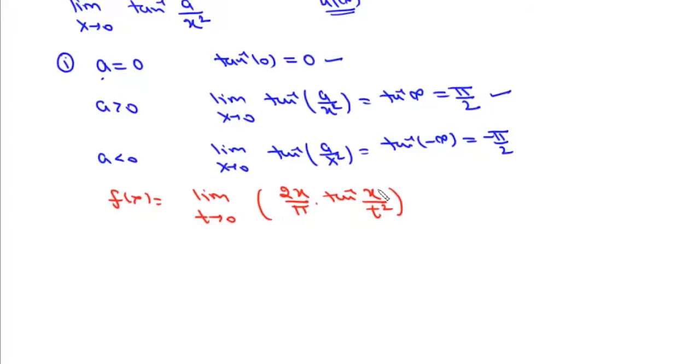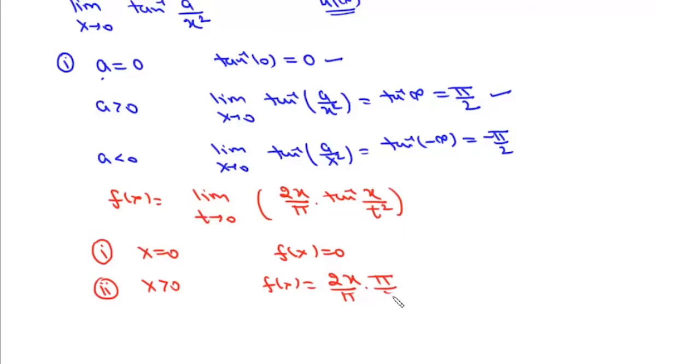Now this limit x upon t square is the same as limit tan inverse A upon x square. So we'll consider three cases. Case 1, if x is 0, when x is 0, this expression is 0. In that case, the value of f(x) will be simply 0. Now if x is greater than 0, then the value of this limit is pi by 2. So we can write this function f(x) as 2x upon pi into pi by 2. That means it will be x, and third, if x is less than 0, we'll get f(x) as 2x upon pi, and then it will be minus pi by 2, which is minus x.